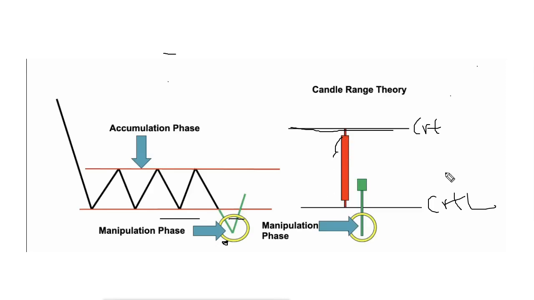Then after the accumulation comes your manipulation. Your manipulation is always going to be the second candle in your CRT pattern. Remember, your CRT pattern is a three-candlestick pattern, so your second candle will always be your manipulation.